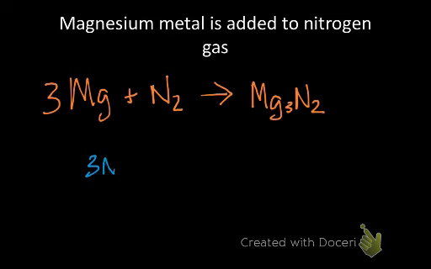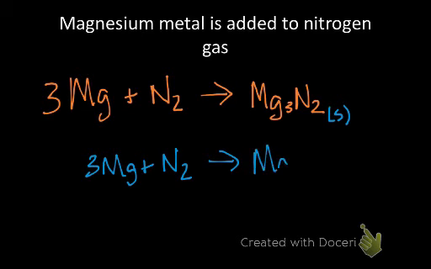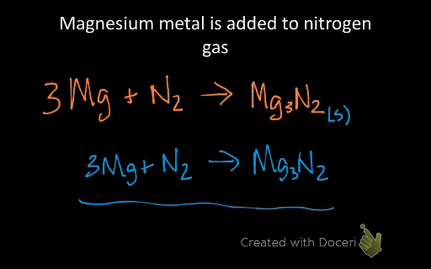So 3 magnesium, it's a solid. Nitrogen is a gas. And then, like we said in class, usually these synthesis reactions or combination reactions, these are solids. So this magnesium nitride we would leave the way it is also. So for this one, nothing cancels out, no ions in solution on this one, so this is our balanced net ionic equation.